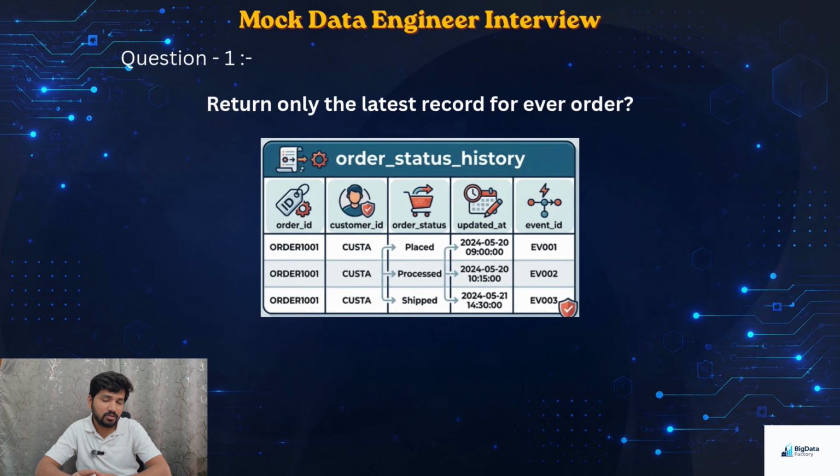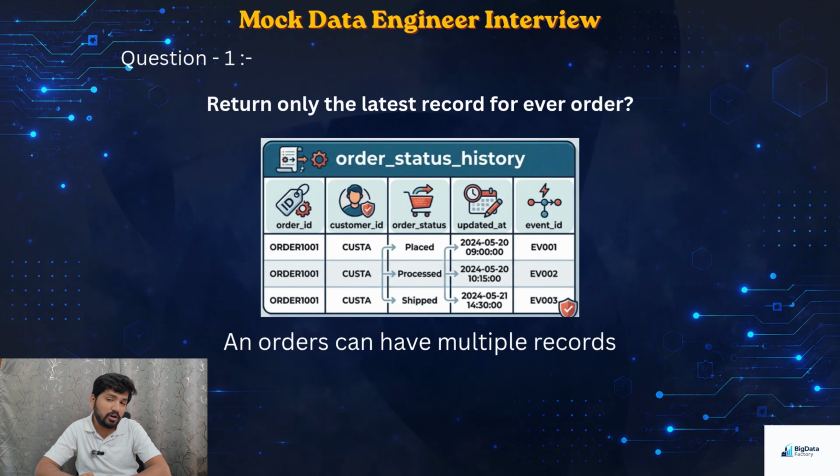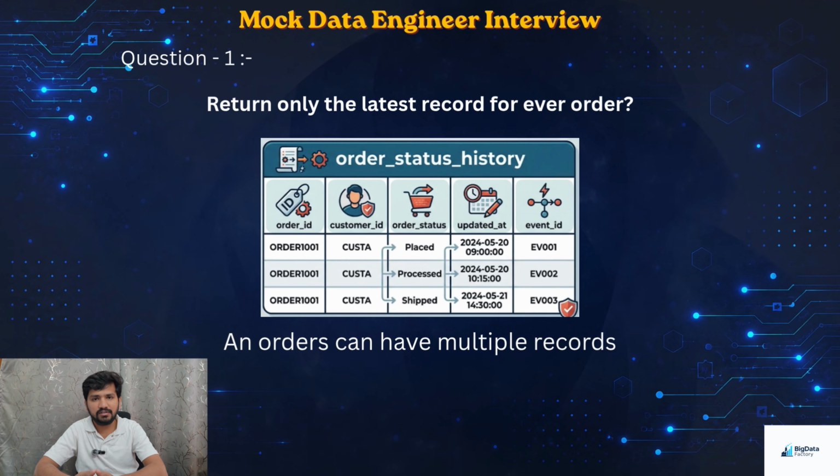You have a table called order status history. It contains these columns: order ID, customer ID, order status, updated date, and event ID. An order can have multiple records because its status changes over time. For example, created, paid, packed, shipped, and delivered. So here, your task is to return only the latest record for every order.